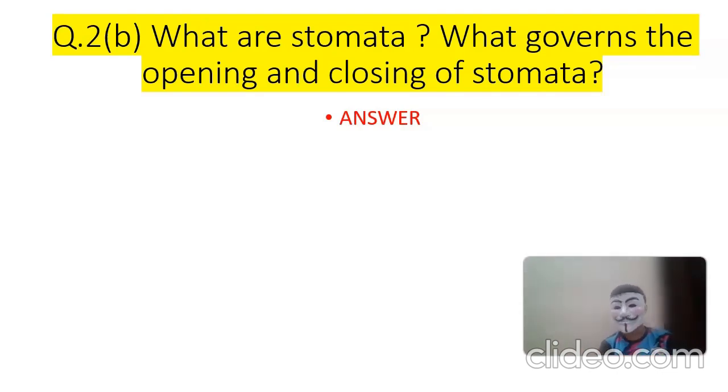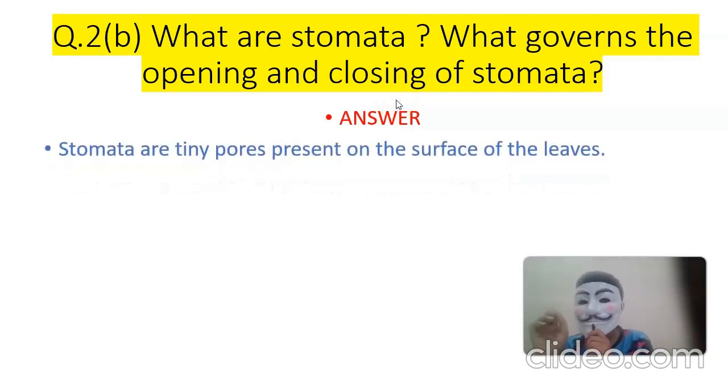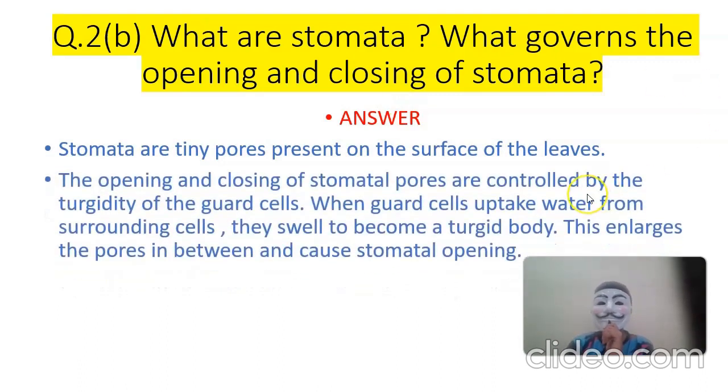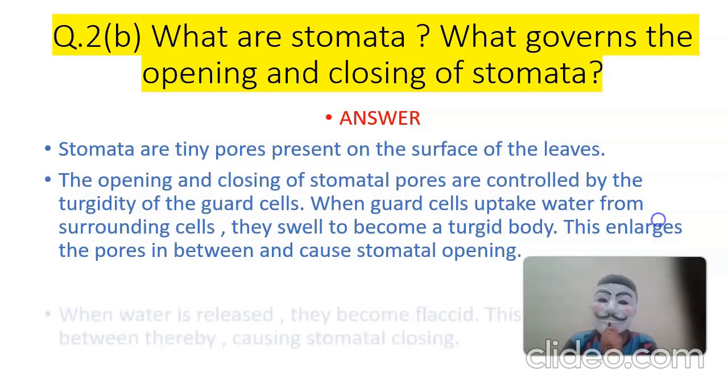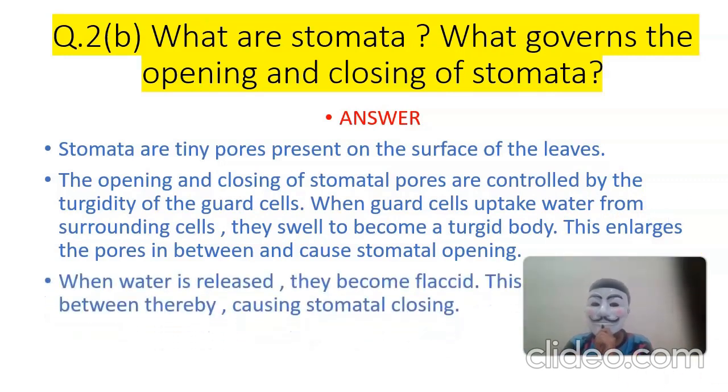Now let's see what stomata are. Question number 2b. What are stomata, and what causes the opening and closing of stomata? Stomata are tiny pores present on the surface of the leaves. Their opening and closing are controlled by the turgidity of the guard cells. When guard cells take up water from surrounding cells, they swell and become turgid. This enlarges the pores in between and causes stomatal opening. When the water is released, they become flaccid.